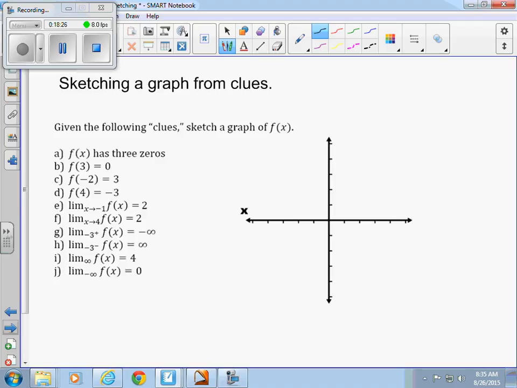F of x has 3 zeros. What does that mean? Crosses the x-axis 3 times. I'm not going to draw that yet because I don't have any idea what the shape of this graph looks like, but I'm going to mental note it needs to cross 3 times. I'll go back and cross it off later. What does it mean if f of 3 equals 0? There's a point at 3, 0.